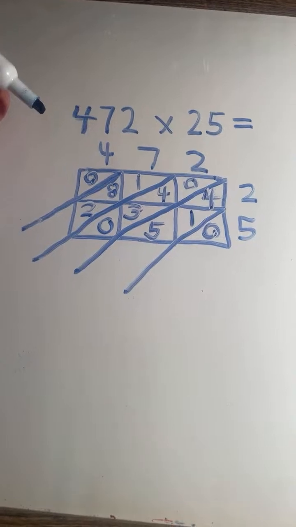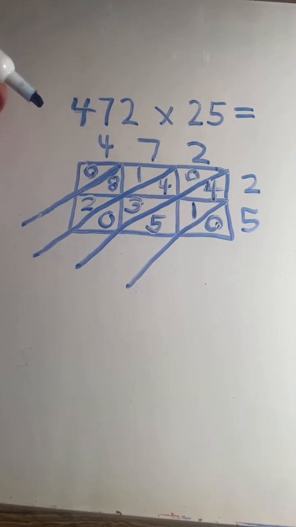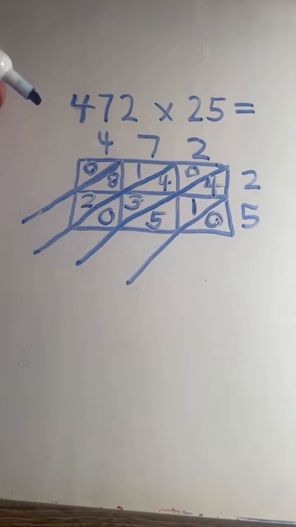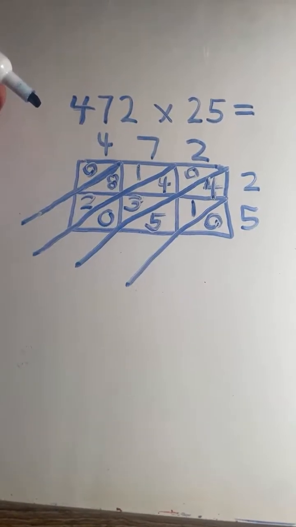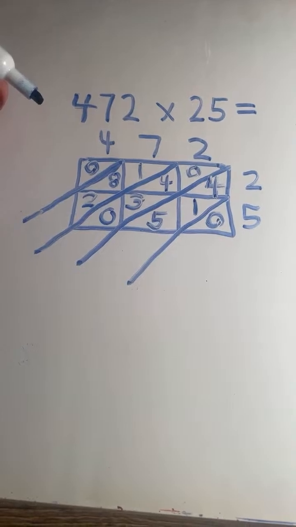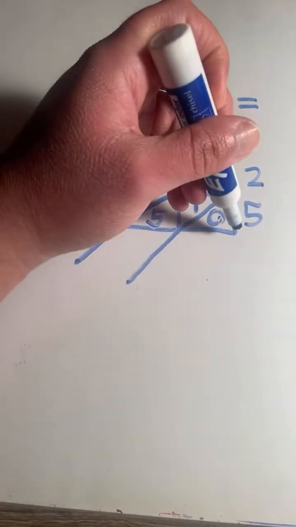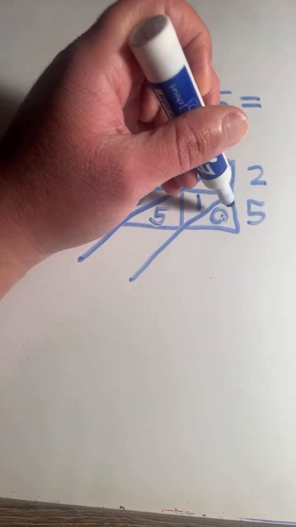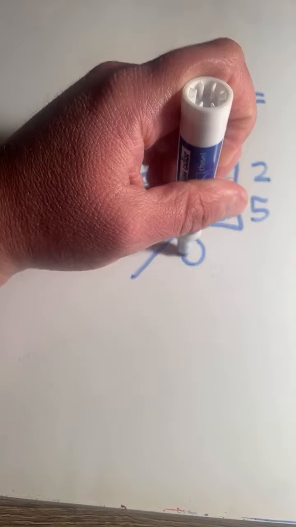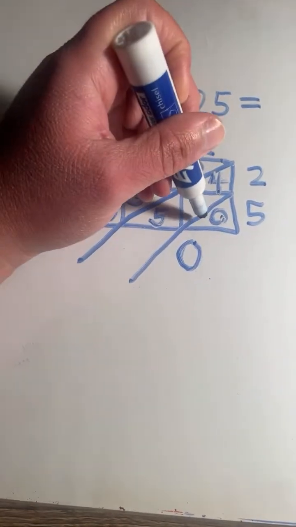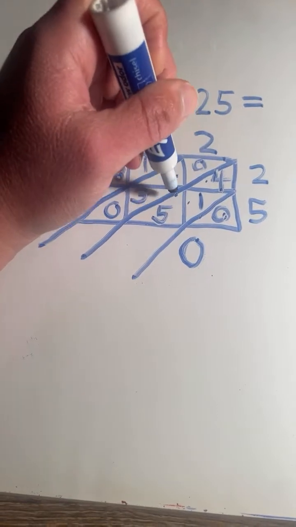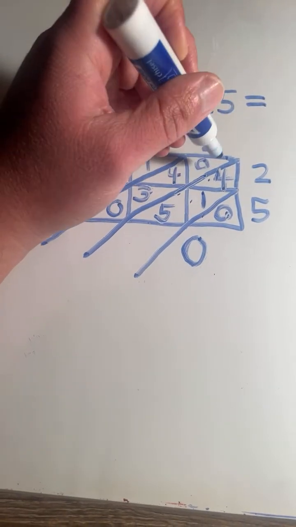So now we've done all our multiplication. The next step is we have to add all of the numbers within the square. And for the Lattice method, we add the numbers going along the diagonal lines. So along this first diagonal line, the only number in the square is 0, so we're going to put a 0 here. In between these two diagonal lines, we have 4, 1, and 5. Those are the 3 numbers within the square, so we have to add those numbers up.